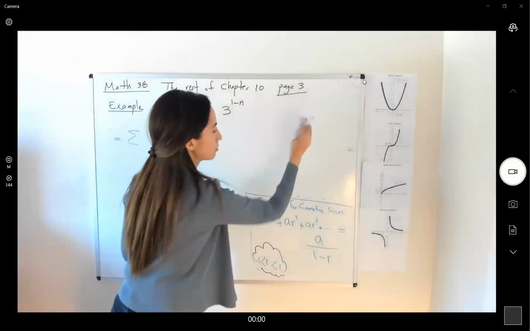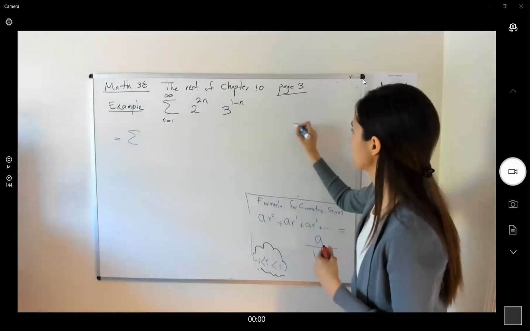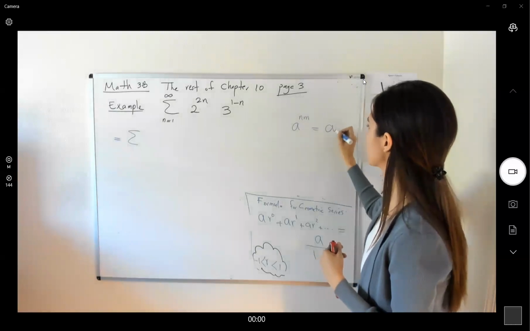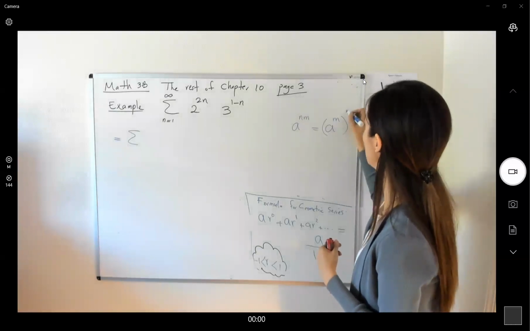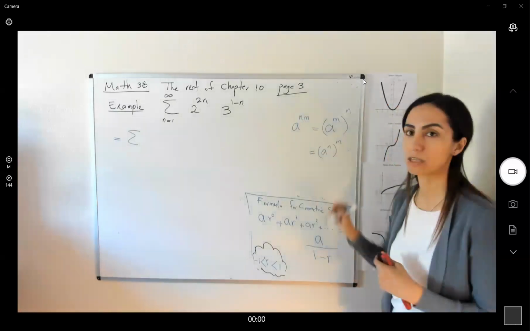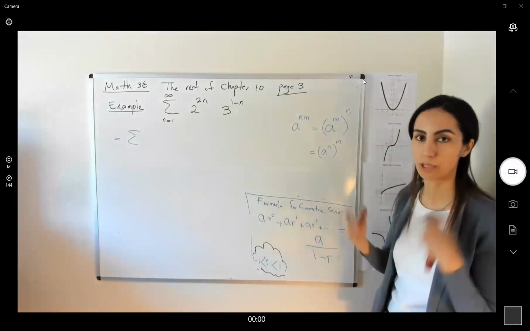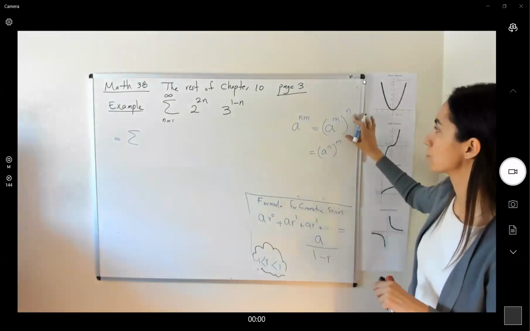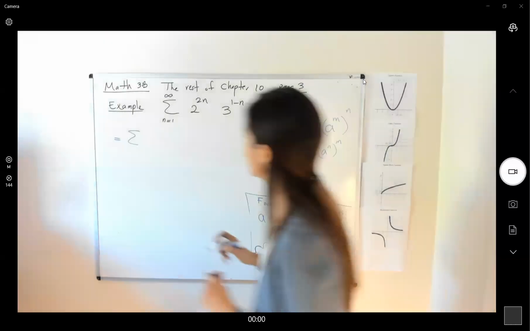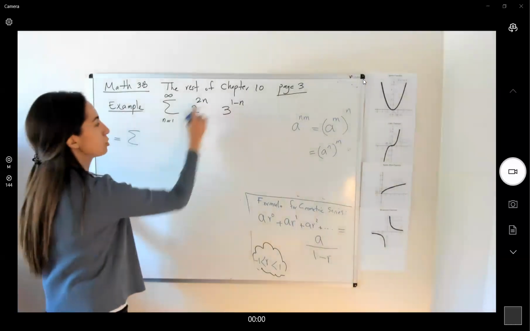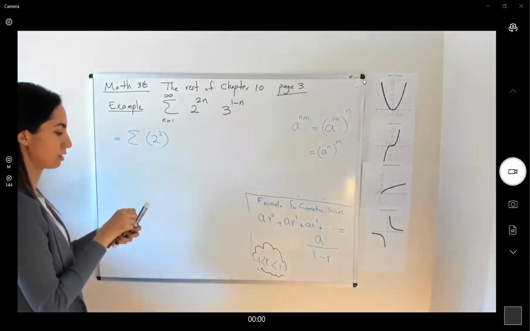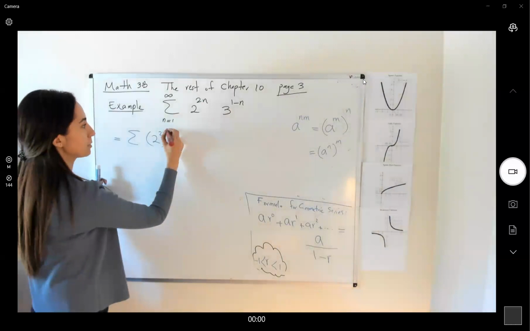Remember that if you have a raised to n times m, it is a to the m, to the n, or a to the n, to the m. If you have the product of two, three exponents, or more, you can generalize the idea. It's actually raising the term to that new exponent. So here you have 2 raised to 2 raised to n. It's a different color, so you see what's going on here.